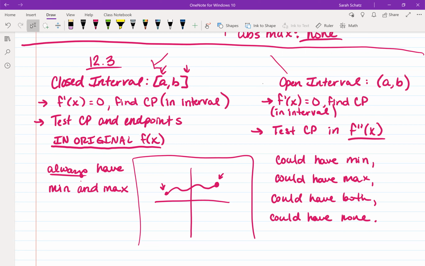Like, when do I need the second derivative? When do I just need the first? We're going to go through those applications, and I'm going to help you decide which method to use, and which steps to take, depending on what words they use, what intervals they give you, if they give you intervals, and stuff like that.